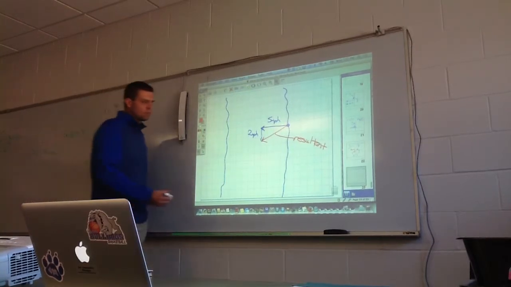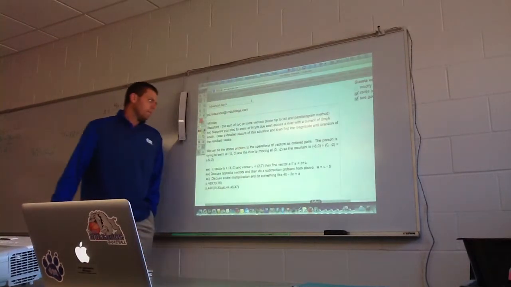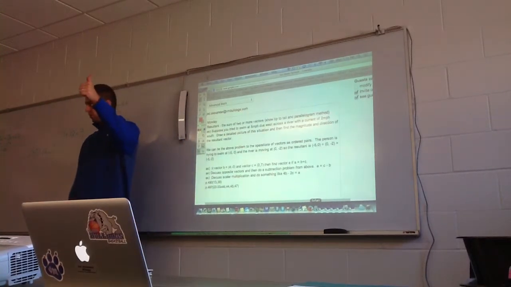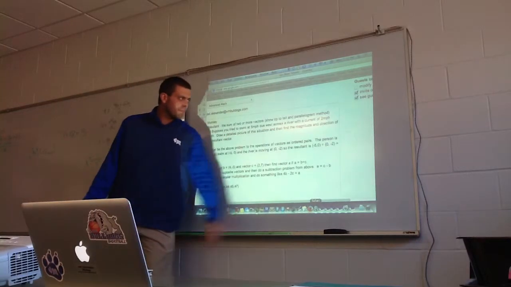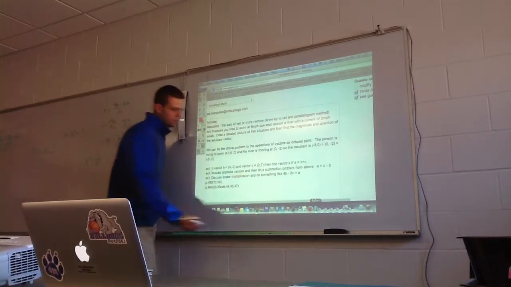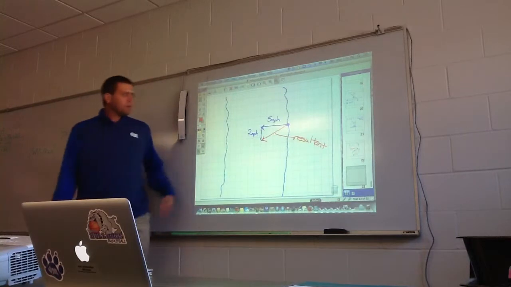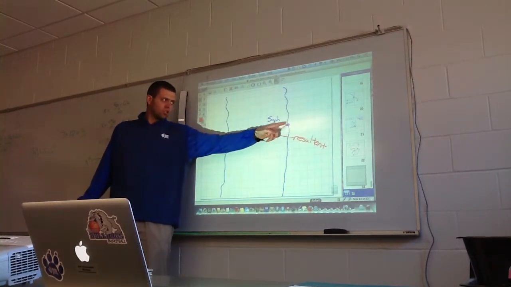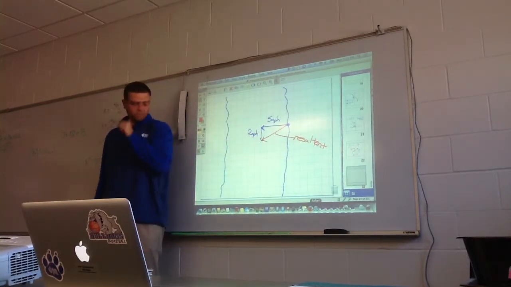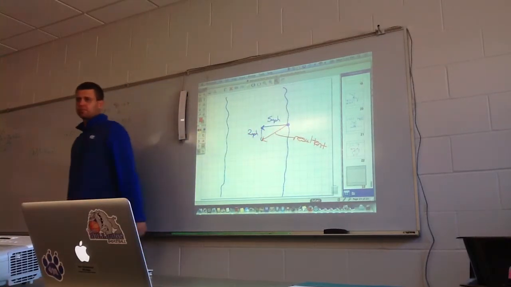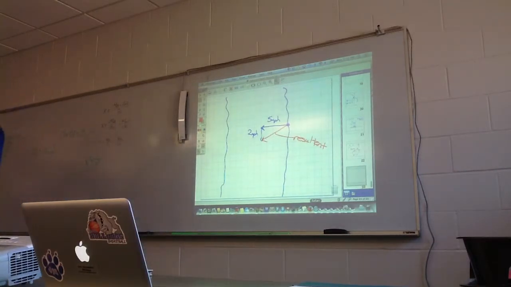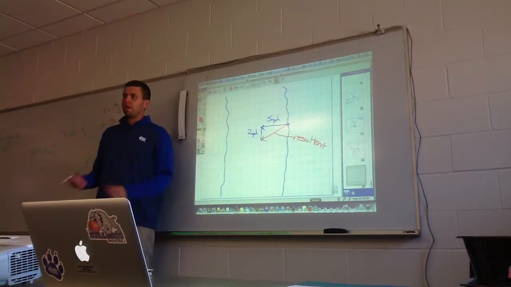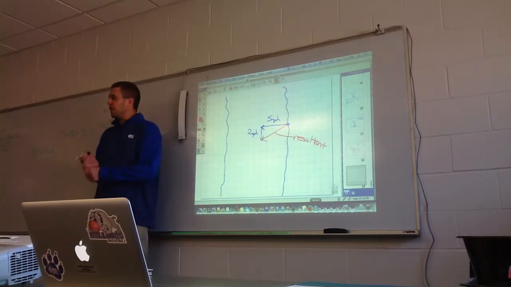Now, I'm not getting really detailed into this problem yet, but all it says is draw a detailed picture of the situation. So far, so good. And then find the magnitude and direction of the resultant vector. So now we just got to find the magnitude and direction of that red vector. That should be easy. How will you find the magnitude? Pythagorean theorem. How will you find the direction?